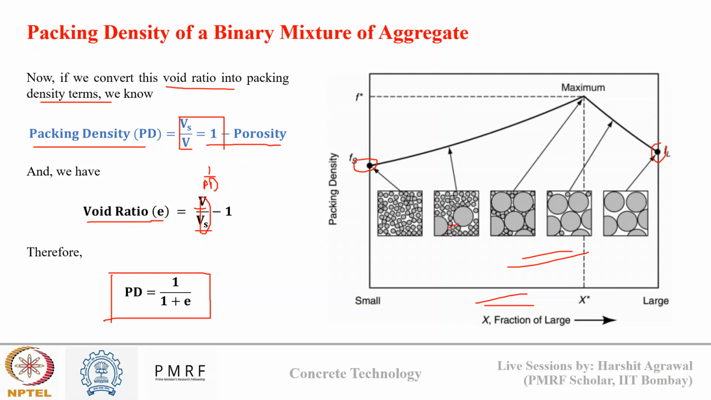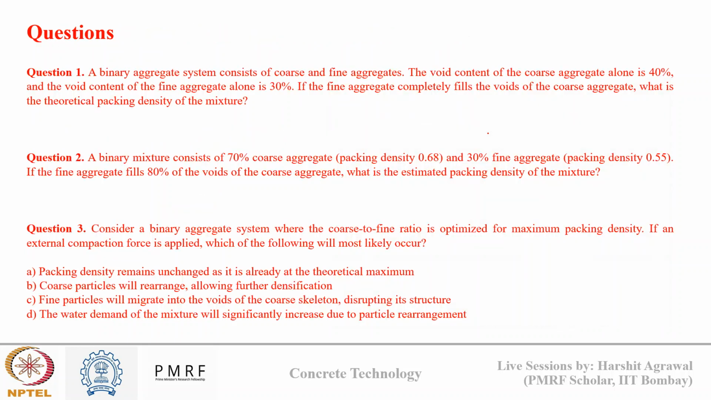You can see here how my fine aggregates are filling the gaps between the coarse aggregate, and here it is the optimum packing. My fine aggregates have completely filled the void gaps between the coarse aggregate, and I'm getting the maximum packing. And here I can see my coarser aggregates are more in proportion, so my fine aggregates are not completely distributed in all the pores. I have a slightly lower packing density compared to the maximum value. Okay, so this is how a multi-sized aggregate system works.